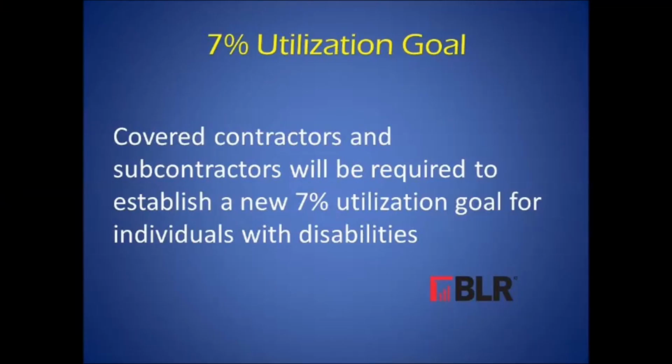So let's talk a little bit about the new regulations implementing Section 503. The new rules create many new requirements, the most important of which is probably the 7% utilization goal. Under the 7% rule, covered contractors and subcontractors will be required to establish a new 7% utilization goal for individuals with disabilities. OFCCP arrived at this 7% figure primarily by using information taken from the disability data collected as part of the American Community Survey, which is a census type of collection effort by the U.S. government.